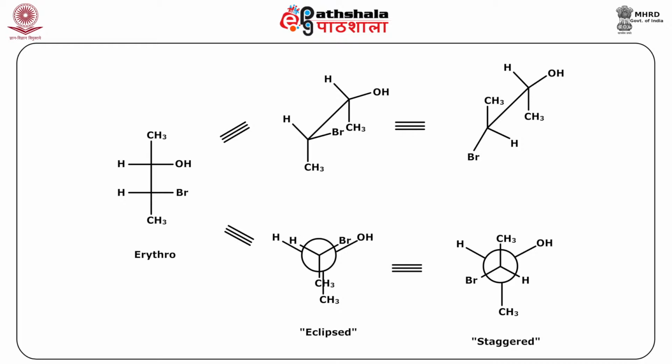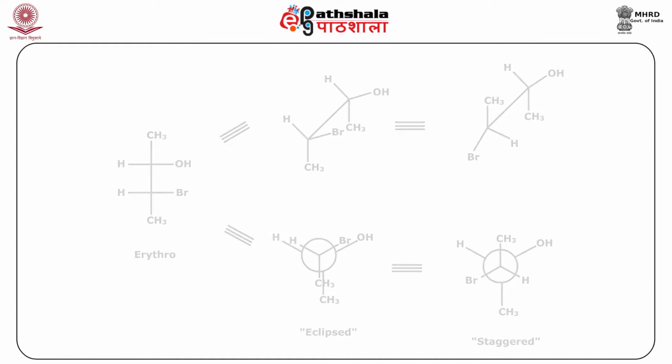The Fischer projection formulas show at a glance whether one is dealing with the erythro or threo form, but the Sawhorse and Newman formulas do not, and usually require at least a mental process of rotation around the C2-C3 bond until one can decide which is which, as depicted in the figure.